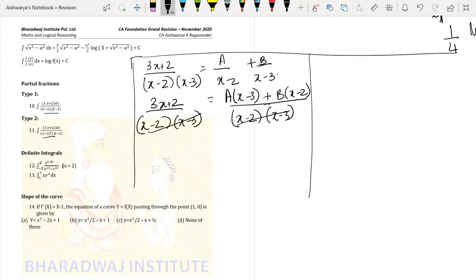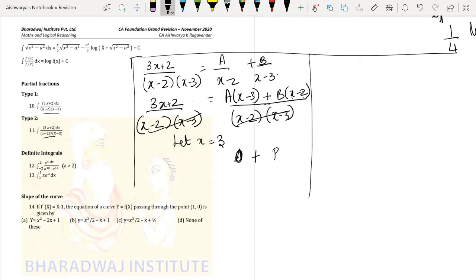Now we are going to substitute the values for x. We will say x is equal to 3. So 3 minus 3 will be 0. So you will have a into 0 is 0 in the first term, and the second term will be 3 minus 2 is 1, so plus b. This is equal to 3 3s are 9, 9 plus 2 is 11. So b value is equal to 11 you will get.